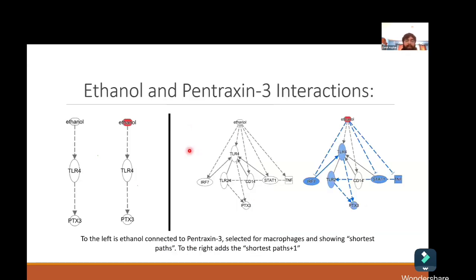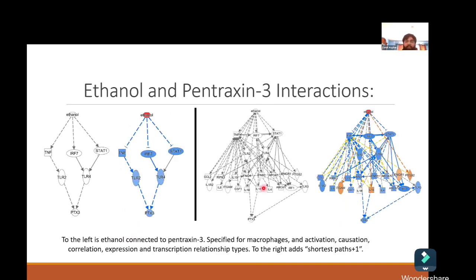We started our analysis with macrophages. To the left, we see ethanol being connected to pentraxin 3, showing the shortest paths. Essentially, the system shows you the pathways with the least number of intermediary nodes. In this case, there's TLR4 connected to whatever molecule you are looking to analyze between. In the shortest paths, you find that there is no predicted activity of pentraxin 3 after increasing measurements of ethanol. After including shortest path 1, which is one additional intermediary node connecting your two molecules together, we find that there's predicted inhibition of pentraxin 3.